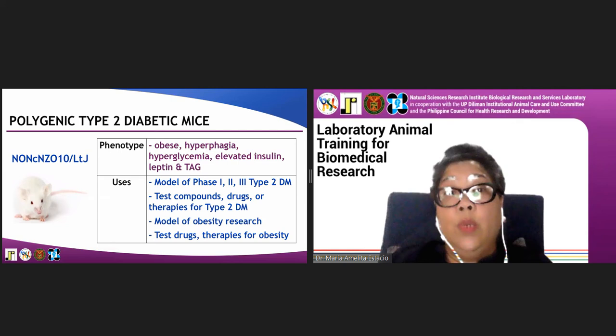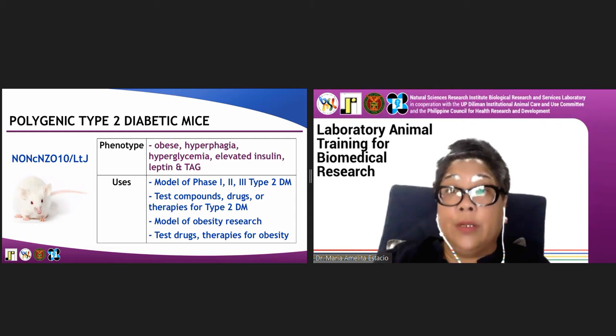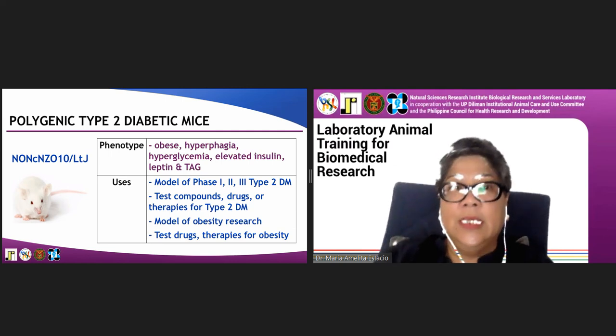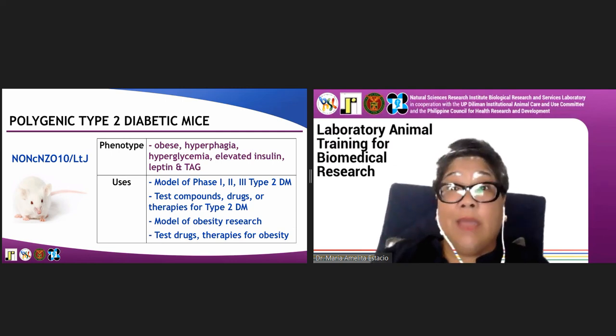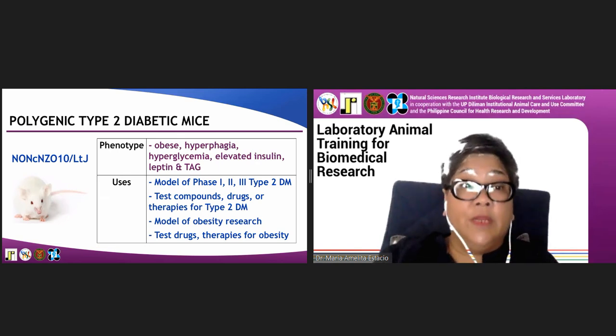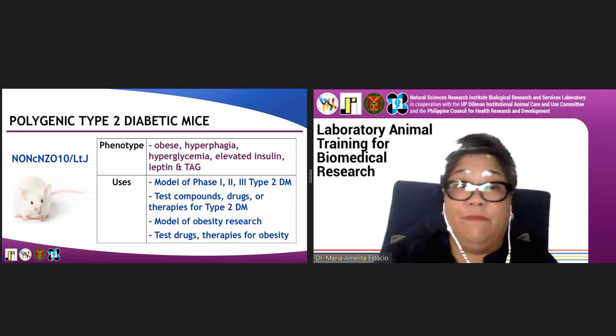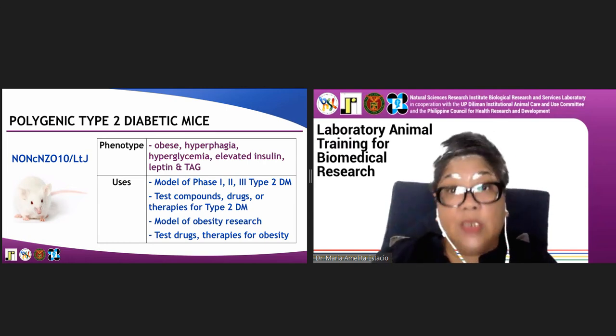Now, we do have polygenic type 2 diabetic mice. And if you consider the complexity of diabetes in humans, the polygenic type 2 diabetic mice are more advantageous to use compared with the monogenic. One of the strains is this one. As you can see, it has a very long coding name because of the mutations.